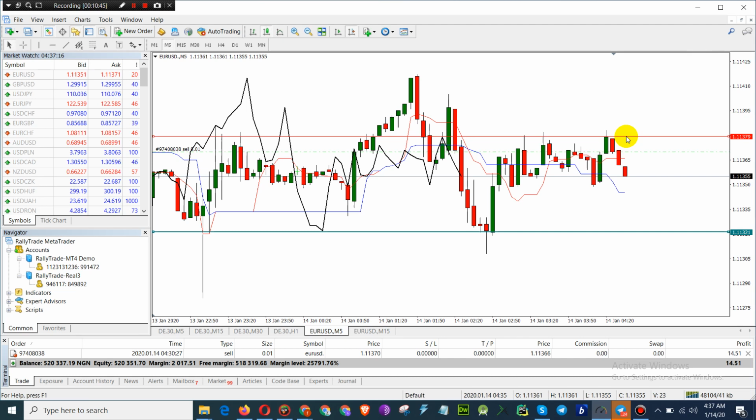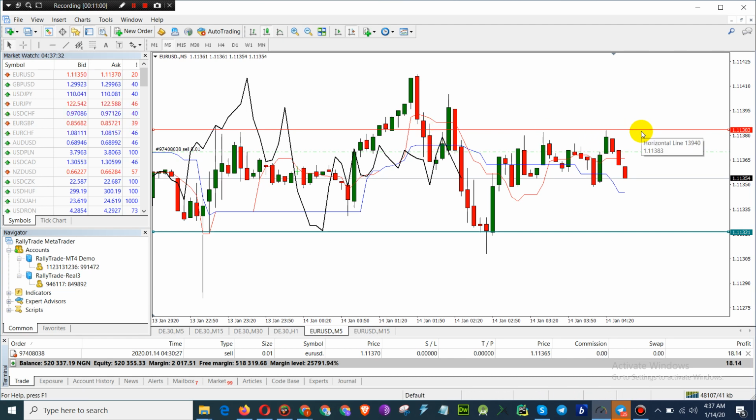Yeah, this is a support, so I can put it a bit higher than the support. This is a resistance, rather, this is a resistance, so I'm placing my stop loss above the resistance.